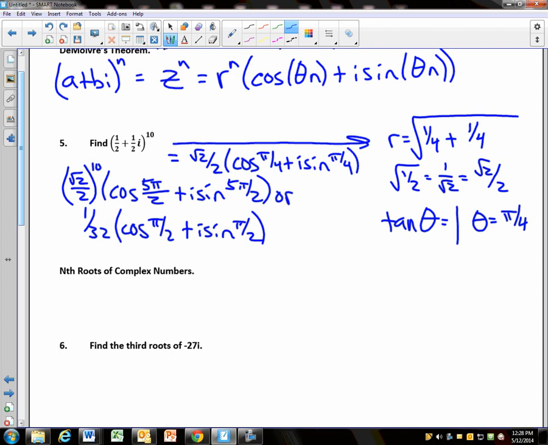And if you still don't like that, what is the cosine of pi over 2? What's the cosine of 90? What's the sine of 90? 1 times i is i. So you get 1/32 times 0 plus i, which is 1 over 32 i. So you're wondering, what do you get when you take that and raise it to the 10th power? You get 1 over 32i.